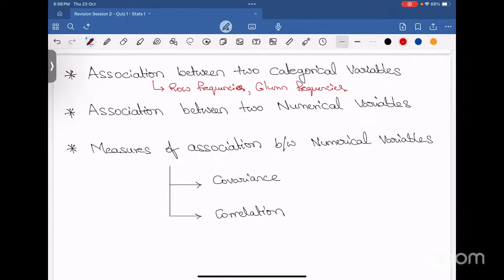Once we are done with categorical variables, we'll also study association between two numerical variables. The best way to describe this is using scatter plots. For categorical variables, the best way to represent them is contingency tables. So we'll see them. And there's SST, sum of squared errors, and total sum of squares.